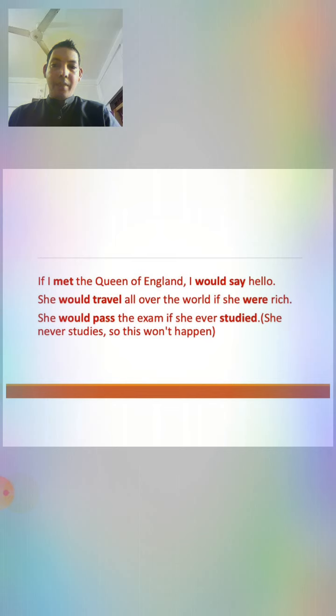Suppose if I met is a bold word, that means it is a past tense. And remembering this, you can go to the next one, the main clause: I would say hello. There also the bold word is would say. These are the links between both clauses. That means you need to remember that if the first clause is in the past, you must use would and the base verb in the main clause. Like that, all the examples are there.